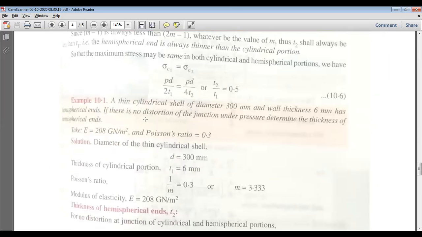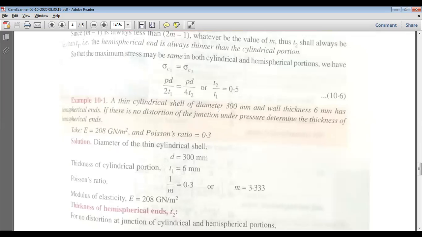We have a thin cylindrical shell of diameter 300 millimeter, wall thickness 6 millimeter, with hemispherical ends. That means it is closed. It is not open, like a channel. And if there is no distortion of the junction, determine the thickness of the hemispherical ends. E, modulus of elasticity, is given as 208 giganewton per meter square. Again, Poisson's ratio 1 by m is given as 0.3.